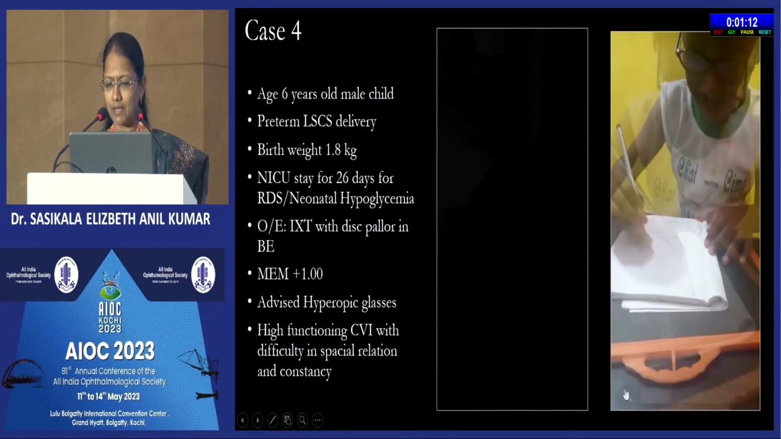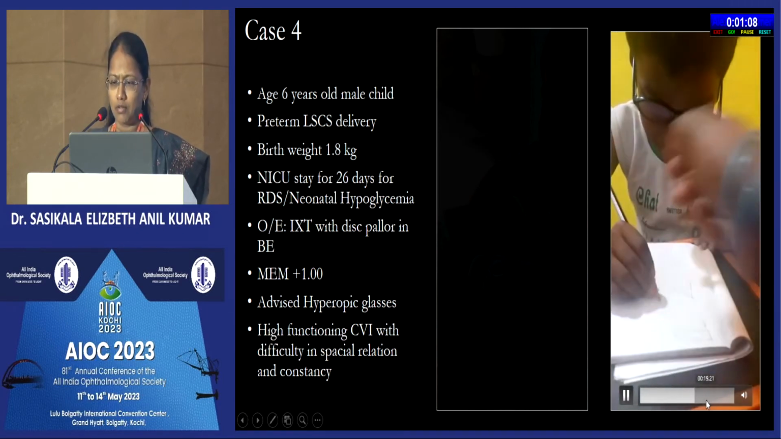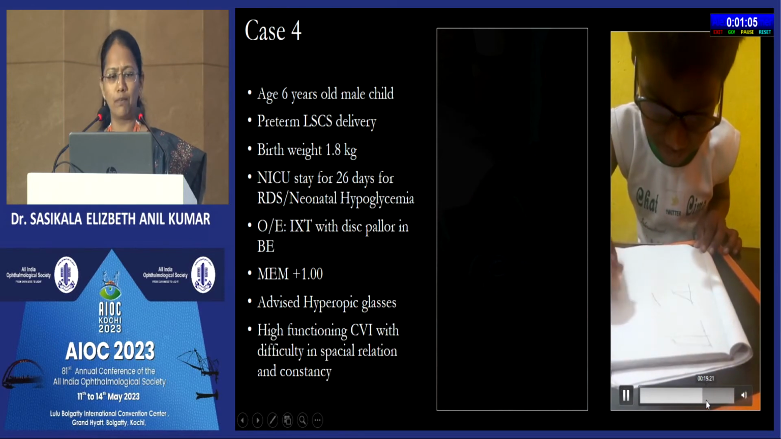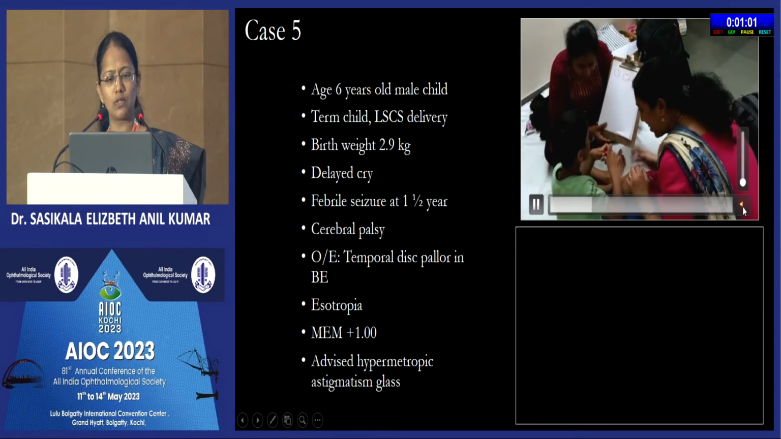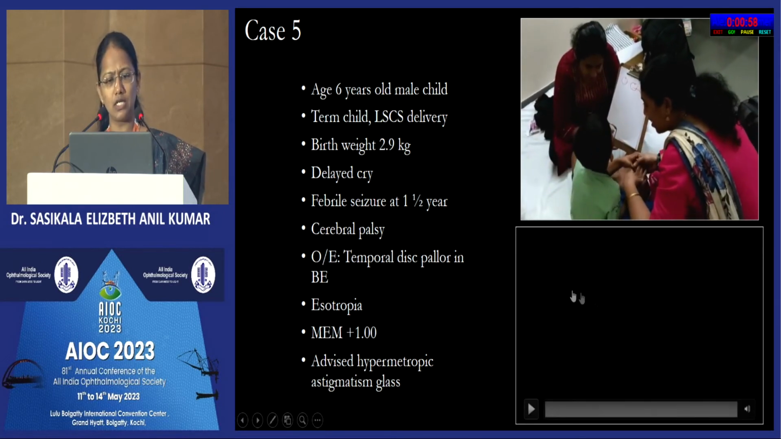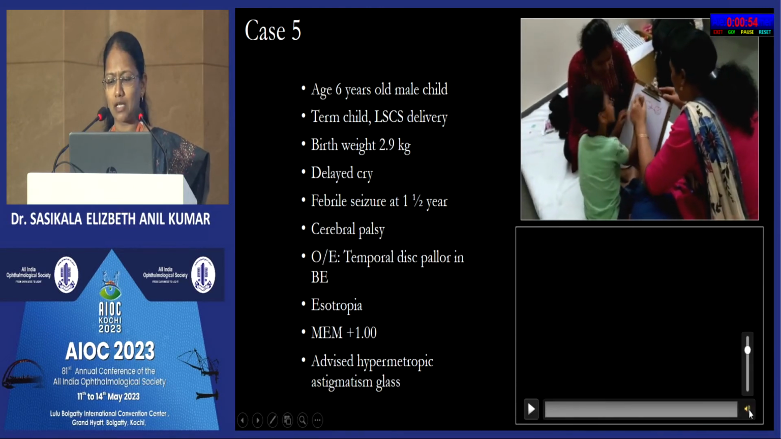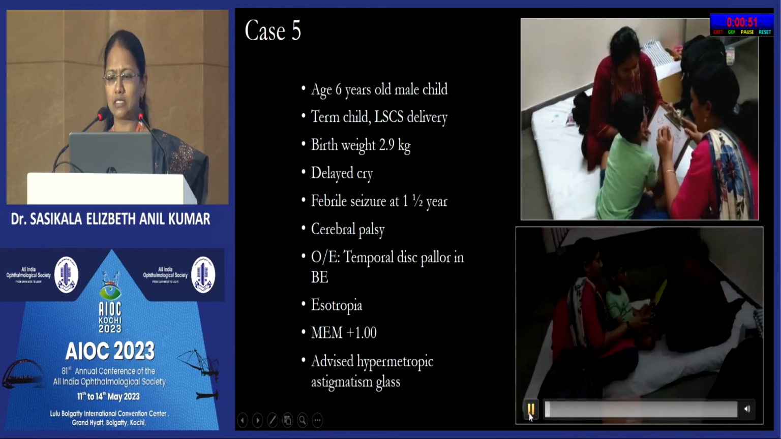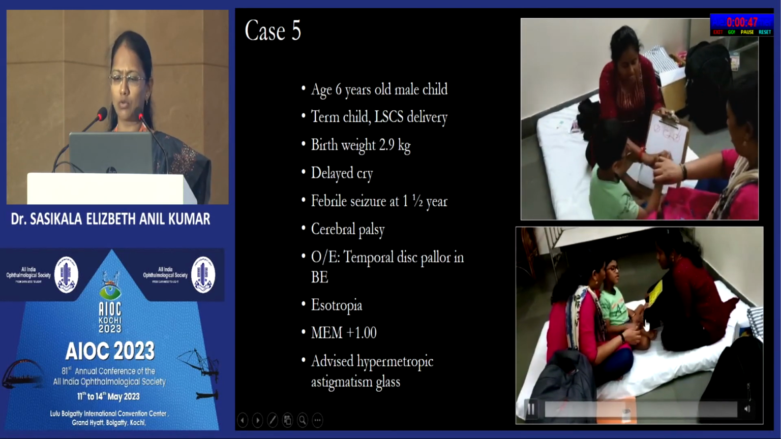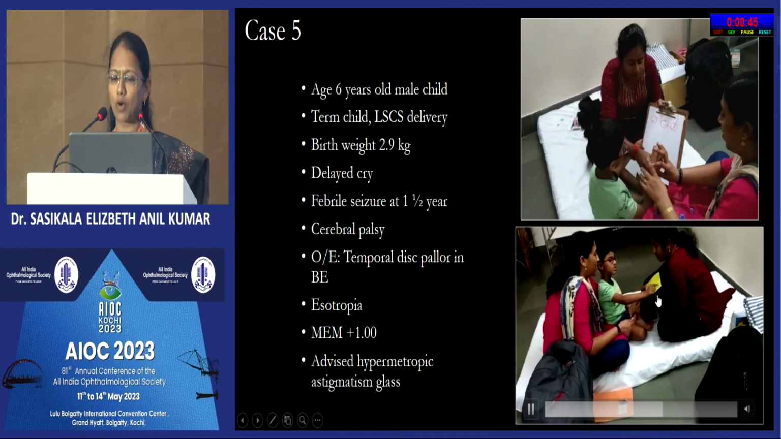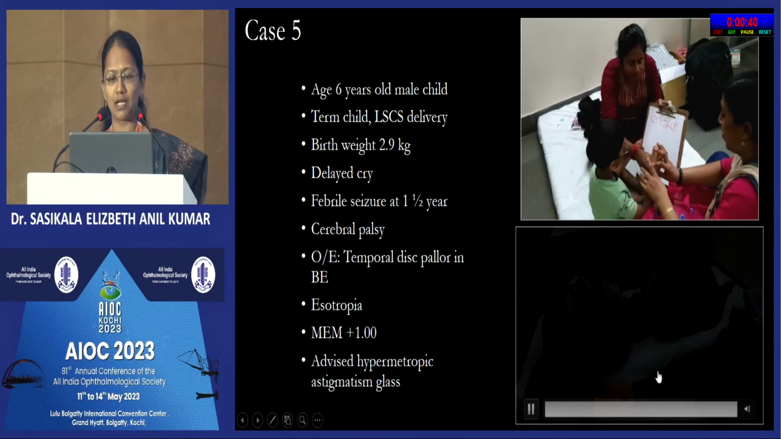Here you can see that the parents are using a darker background, dark-colored pencils, and now his skills for reading and writing are slowly improving. This is case 5. Again, this child is also a high-functioning CVI child who had febrile seizures, disc pallor. With the hypermetropic glasses, he was able to perform his reading and writing skills. And here the trainer is using a dark background with the text. All these materials are brought by the parents. They become more creative and more involved as we start giving them the right directions.